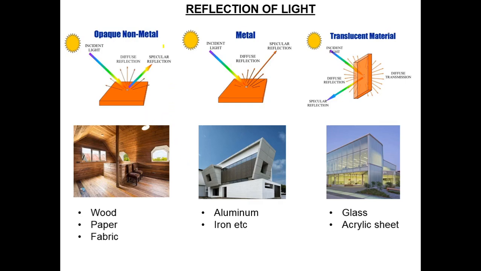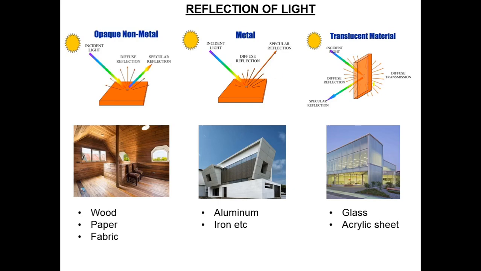So we have an opaque non-metal, so there will be an incident light, and there is a little amount of specular reflection, which is a little bright, and there is a little bit of diffuse reflection because it's a non-metal. And if it's a metal, it has a higher polish, so there is an incident light, and diffuse reflection is also there, a little bit of reflection. But the specular reflection is inclined because of the metal's shiny surface.